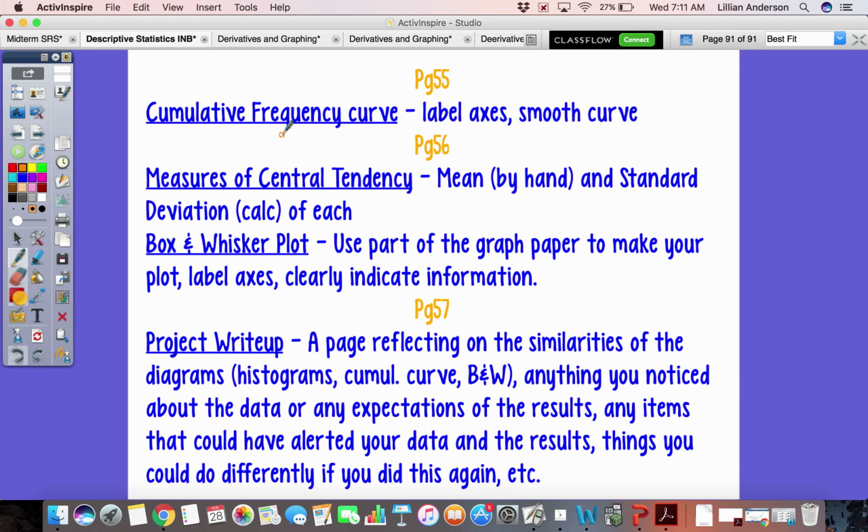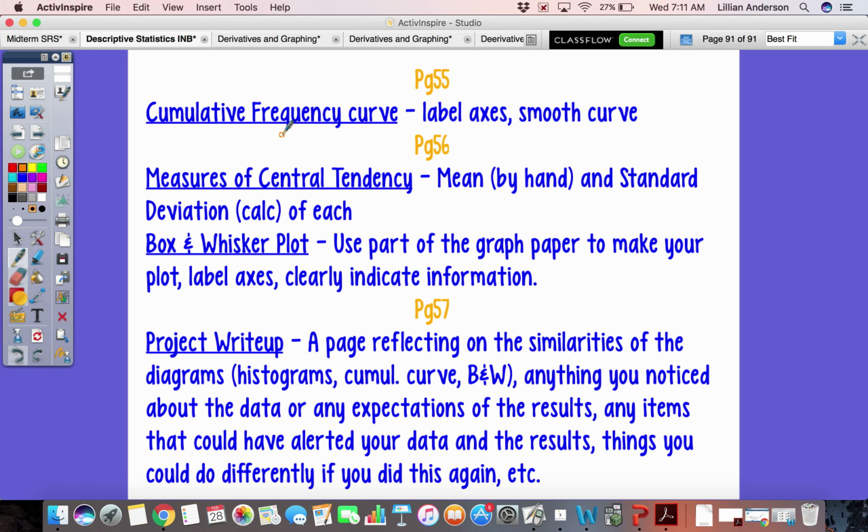And then on page 57, this is where you're going to take a page and you're just going to reflect on this experience overall. If you could redo this project again, is there anything that you would do differently? When you were collecting your data, was there anything that you feel could have altered your data or messed with the results or anything like that? That's the time for you to comment there.